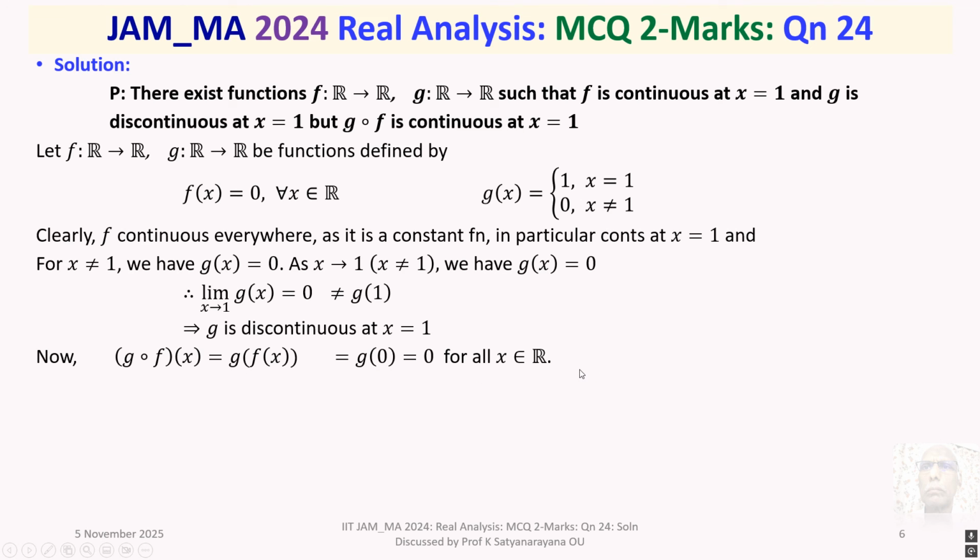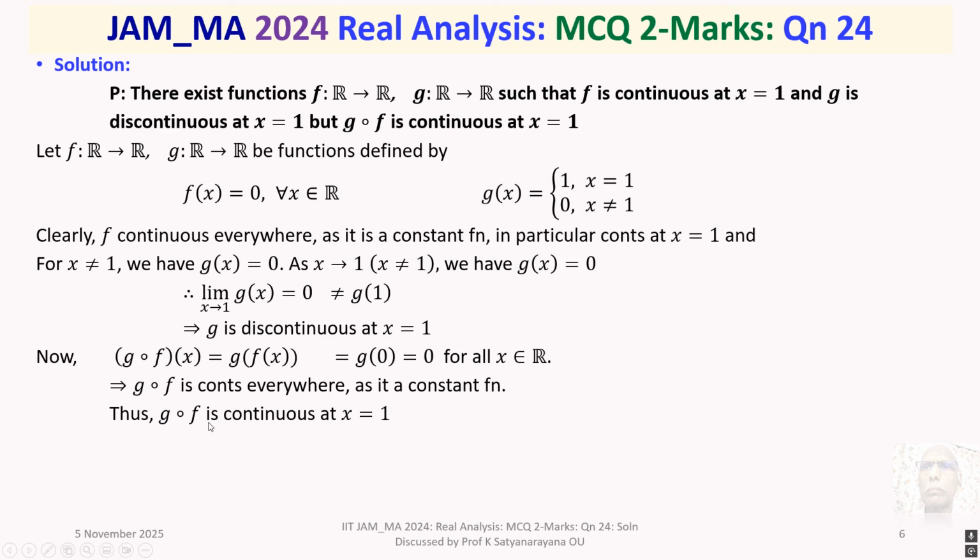And this is true for all x belongs to R. And G compose f is a constant function, it's a 0 function, and every constant function is continuous everywhere. Therefore, G compose f is continuous at x is equal to 1. This implies G compose f is continuous everywhere as it is a constant function. Thus, G compose f is continuous at x is equal to 1. So, option P is true. The statement P is true.